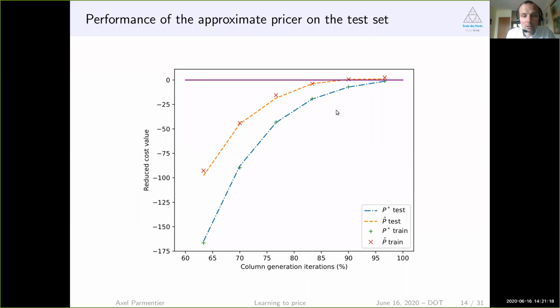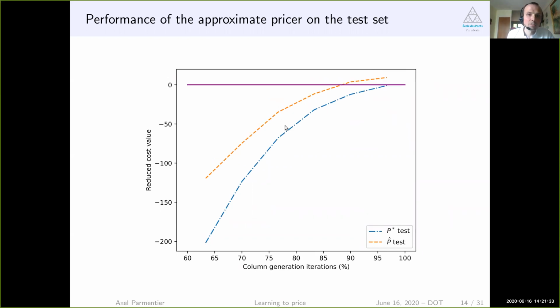If we zoom on the last iterations, what we can see is that during the last 10% of iterations, we are not able to find any negative reduced cost column, and so the algorithm stops before the end, and that's the reason why we do not have an optimal solution. This is on an instance of a different size from the one in the training set. It works slightly worse, but it still works.